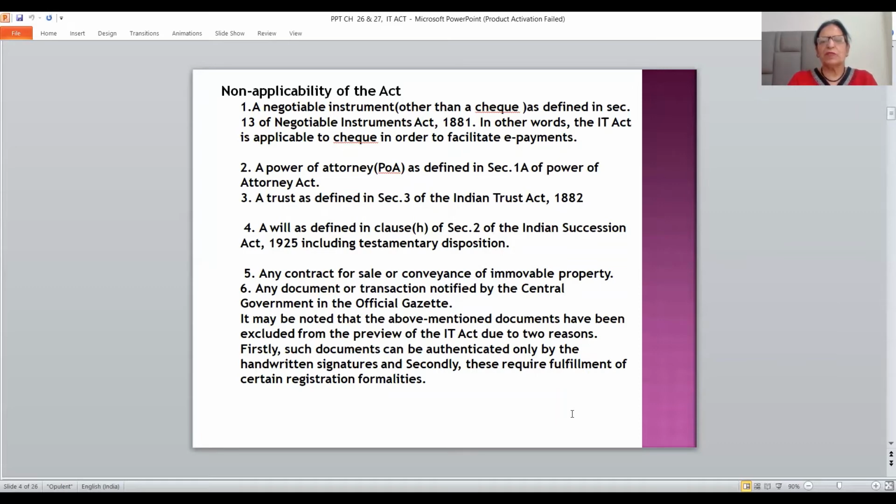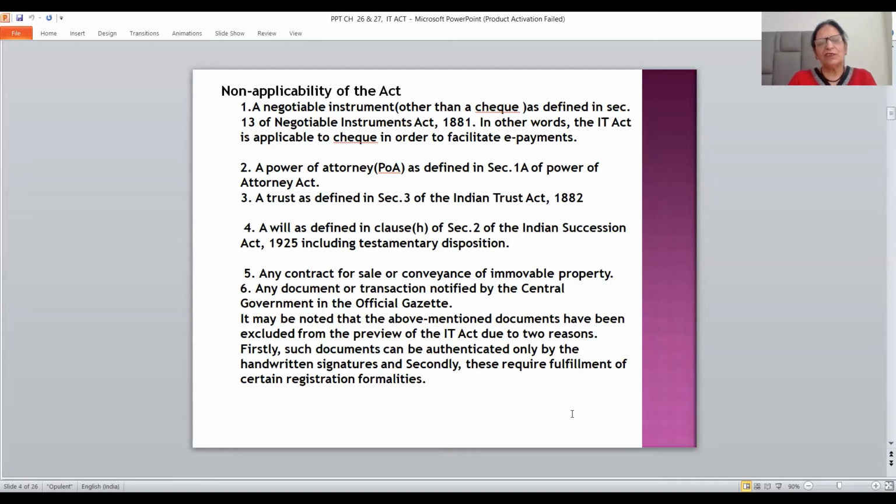Where immovable property has to be purchased or sold, both the parties will have to go to the court and get these documents registered. Any document or transaction notified by the central government in the official gazette. Apart from these 5 points, any document or transaction which is notified by the central government in the official gazette, even to that, this act will not apply.